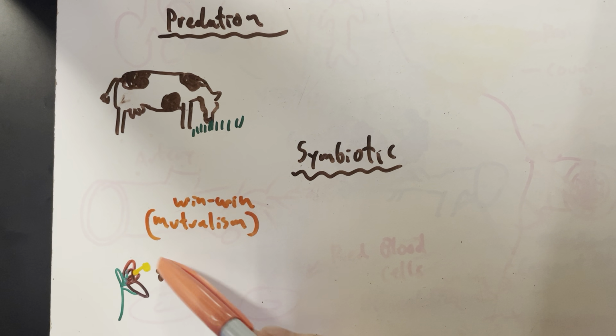There's two other types of symbiotic relationships. There's win-lose, and then there's win-blank. What's the win-lose one called? Don't have to actually kill it. That's predation usually.